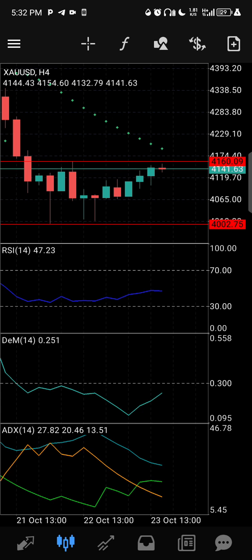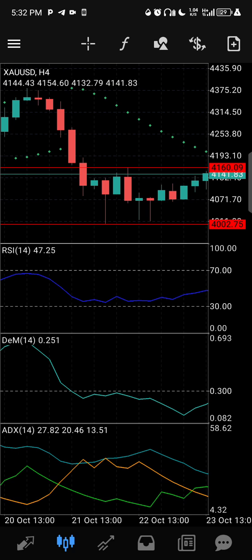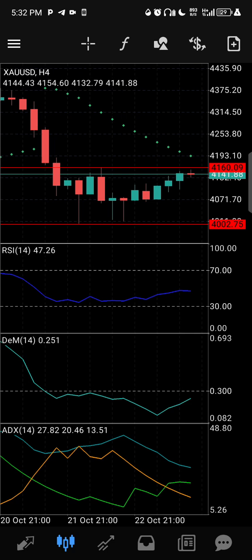If you look at it, you see our support here, and you see our resistance here. And if you look at it, you see that this is a very strong support, because you know why this is a very strong support, because this is at 4,002.75. And since the time gold started, gold has never broken below 4,000.